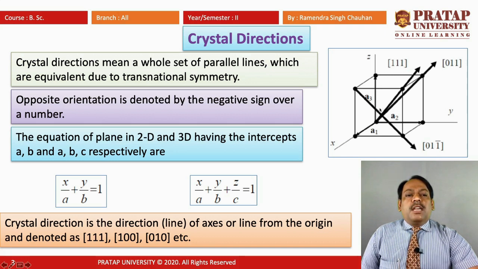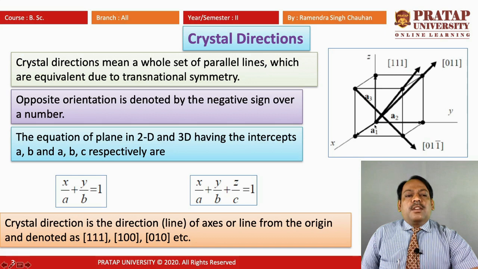Now what are the directions? If we take any direction, any plane, then from the origin we are considering, if we join a line from the origin to the plane, that gives the crystal direction. And for 2D and 3D we can have two different equations: x upon a plus y upon b is equal to 1, and x upon a plus y upon b plus z upon c is equal to 1.